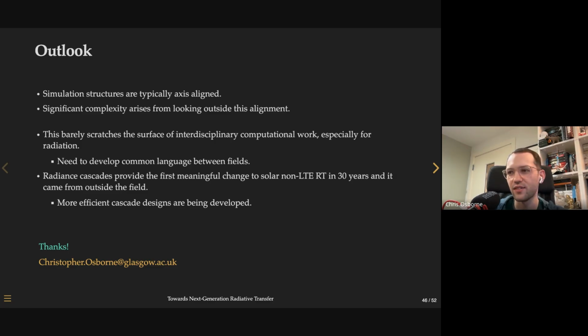But radiance cascades is sort of a very powerful and interesting tool, I would say, for non-LTE radiative transfer. And it's sort of one of the first big changes for the intensity-only problem. And the bulk of development of it came from outside the field and continues. There's a lot of active hobbyists in the computer graphics space who are interested in improving the solution of this problem and dealing with some of the minor artifacts that it still presents. And we will automatically benefit from that, really.